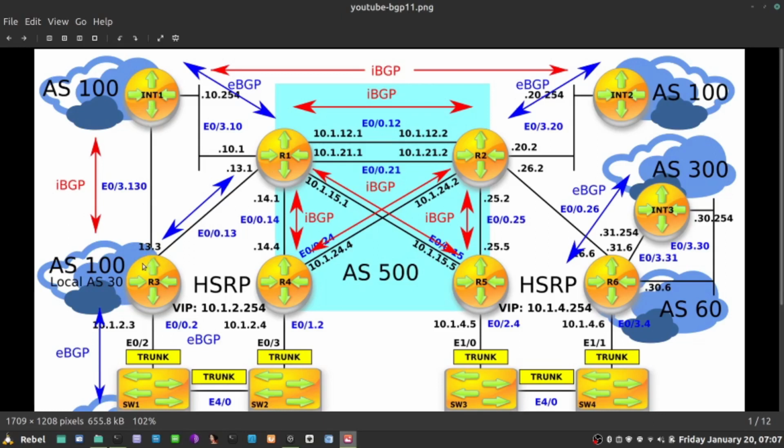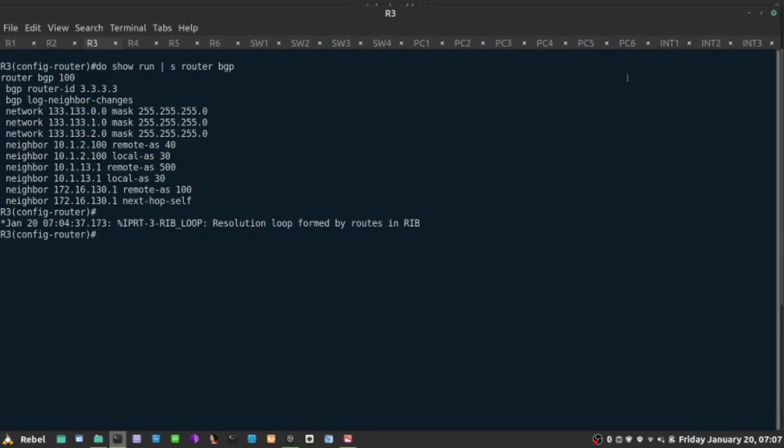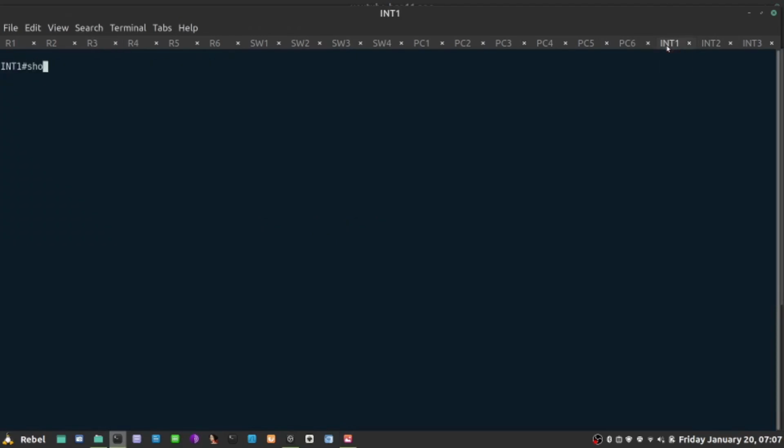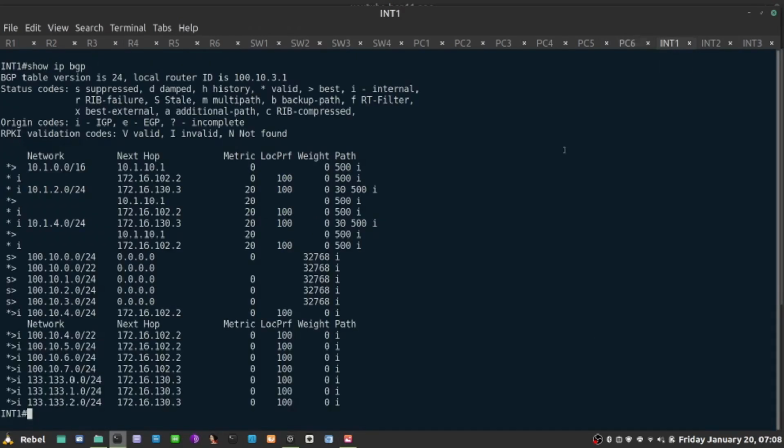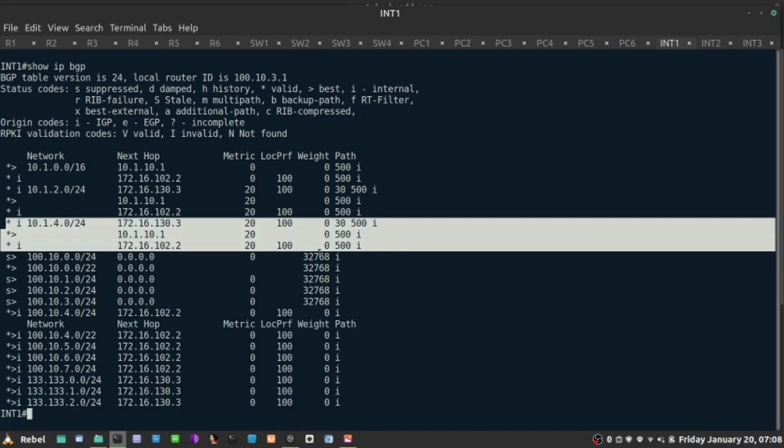So obviously for the purpose of this video, I made R3 next hop self for Internet 1 because this is an eBGP connection versus iBGP. And what is happening now on Internet 1, that particular advertisement shows AS500 and something else. Let's take a look at that again. Let's do show IP BGP. And what I see here, for example, 10.1.4. So we've got this from three different sources.